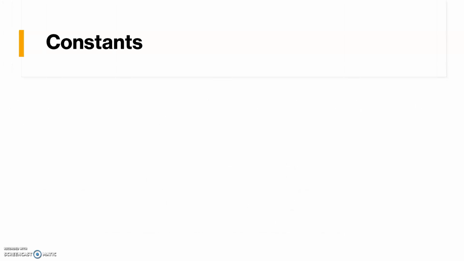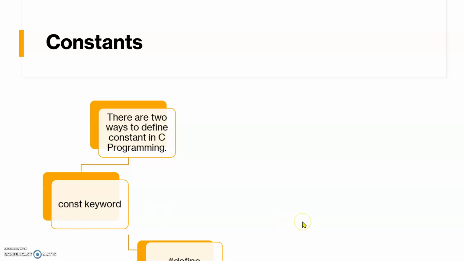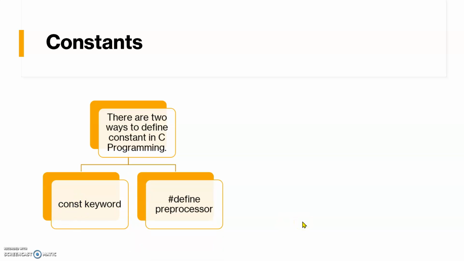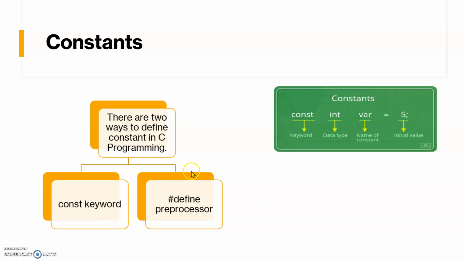Normally, if you want to achieve that, constants can be defined in the C programming language in two ways. One way is by using the const keyword. This is one keyword among the 32 keywords. Or else you can use the hash define preprocessor. If you are using the const keyword, you need to write const in front of the variable declaration. We will learn about variable declaration in detail later, but remember this is how you will be declaring or initializing the value.